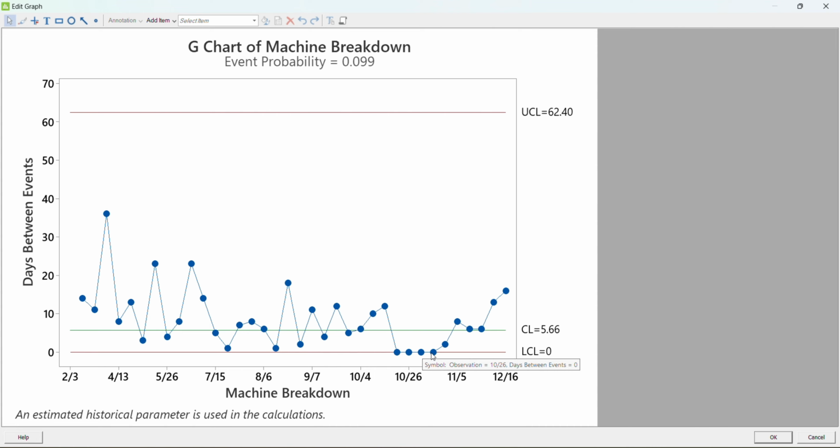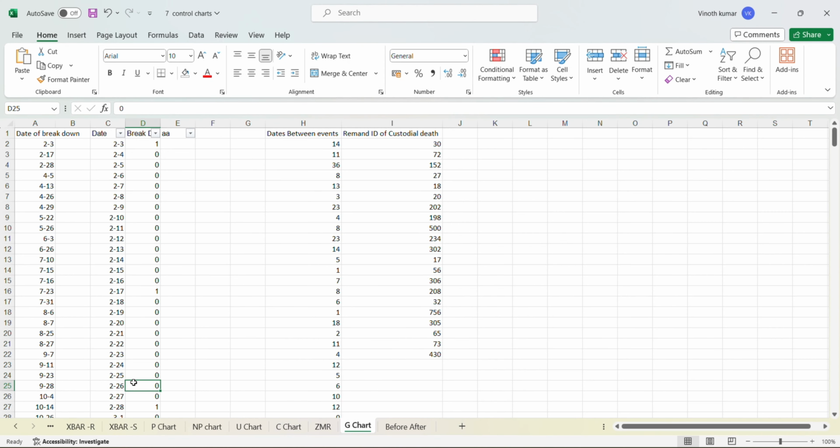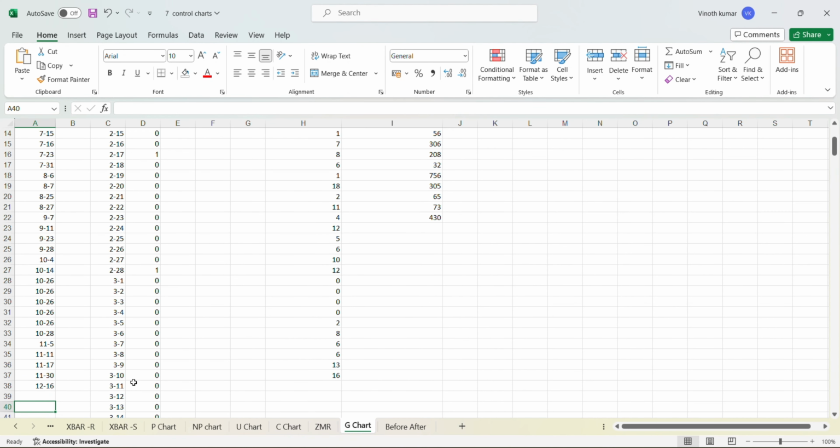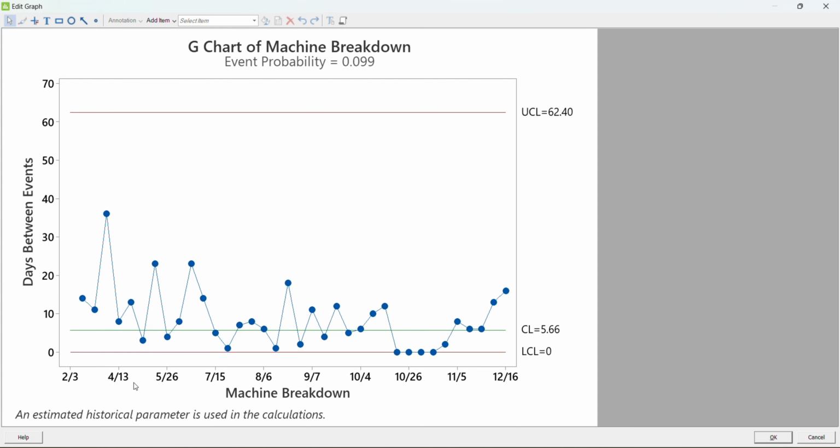Because if you go back and see our Excel file on 26th of October, there are 6 tickets that got raised. So if you see here, 5 tickets that got raised on 26th of October. So that is why the distance between the failure data is 0. So that means something really wrong or something really bad happened on this day, because of which you are hitting the lower control limit. So when you hit the lower control limit here, can it go below 0? No, it cannot go below. The days between events cannot go below 0.